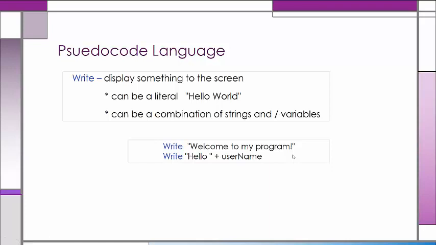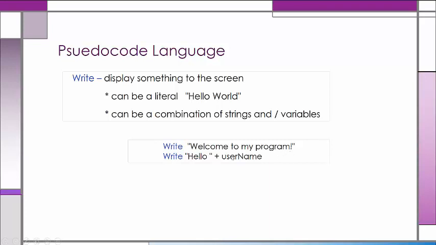We use the word write when we want to display something onto this monitor, maybe to write to a printer. In our case, it's going to be displaying something onto our monitor. But the word write is the word we use in pseudocode that says this is what I'm going to display to the screen. So it can be something literal. Remember we talked about strings. Everything within quotes is literally what's going to be sent, in this case, to the console. So we want to write this exact phrase, this exact sentence to the console.